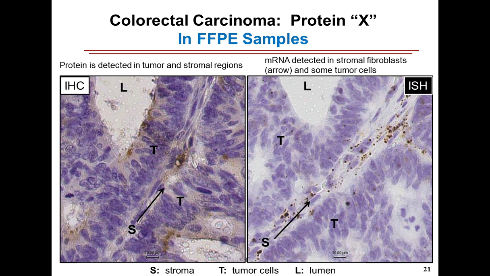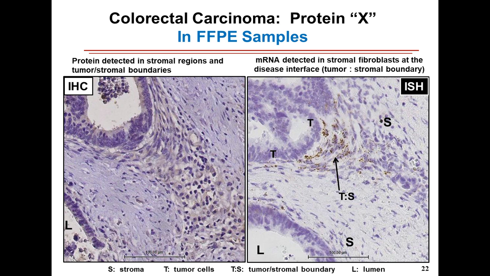So this is a close-up again showing the activated fibroblasts within that narrow stroma. The tumor cells close to that lumen, where the L is, are slightly positive. So what you see on the left with FFPE is a true signal, and we knew that we were actually detecting protein X by confirming through in situ hybridization.